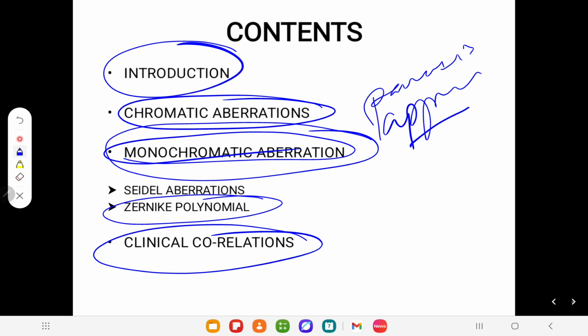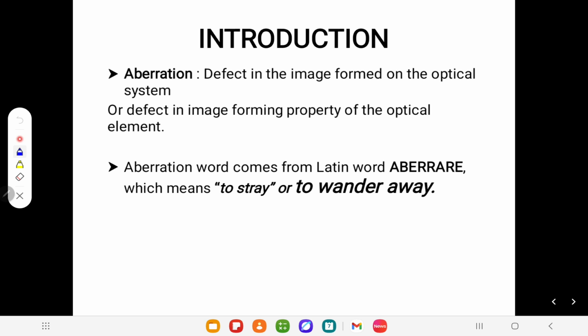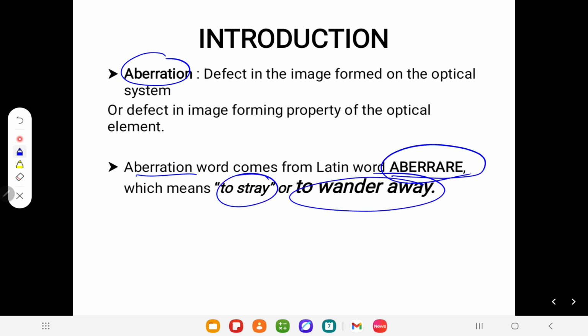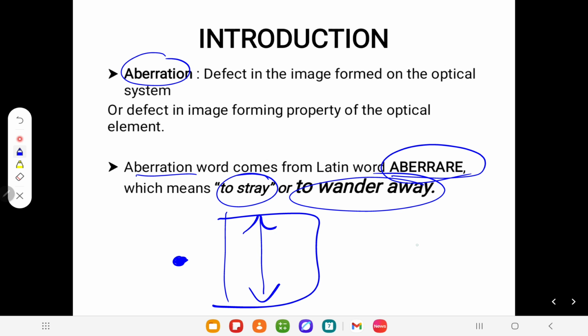Okay. So aberration. What do you mean by aberration? Aberration is a defect of the image formed by an optical system, or a defect of the image forming property of an optical element. Actually, the word aberration came from the Latin word aberrare, which means to stray or to wander away from the pathway. Aberration is simple. If this is a point object and this is an optical system, a whole optical system, and this is the point image.